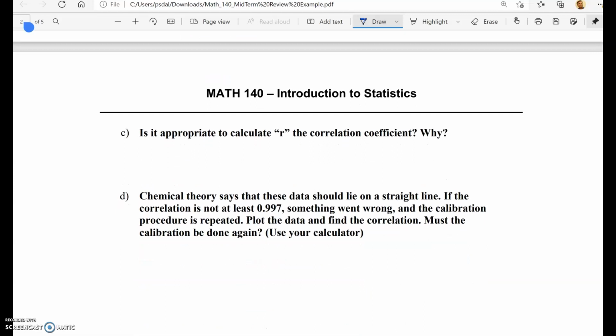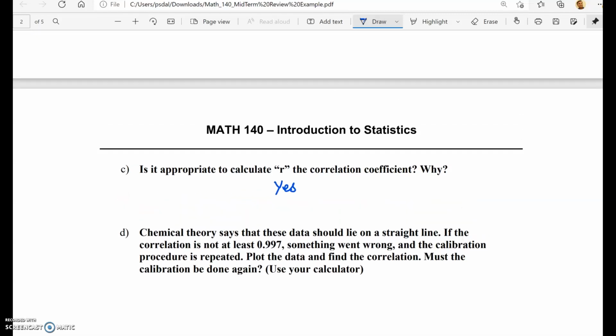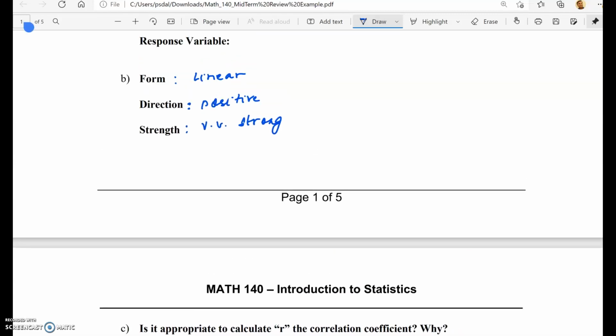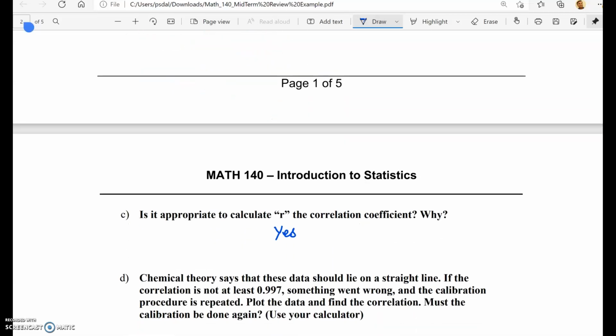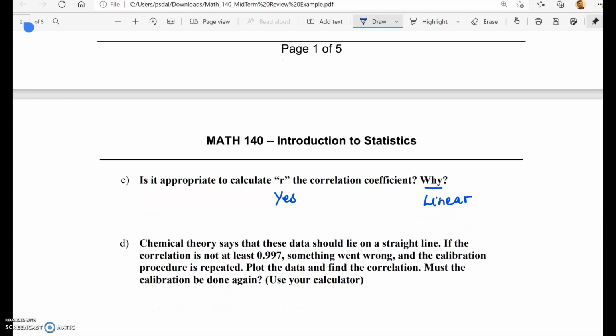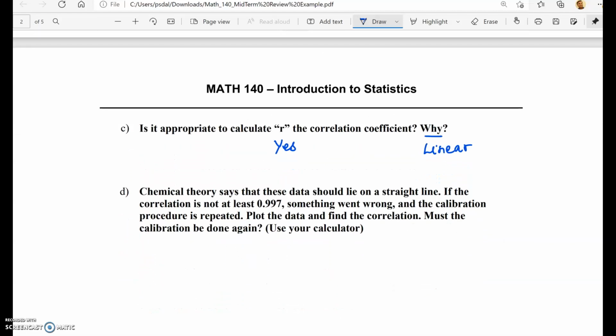Is it appropriate to calculate R, which is the correlation coefficient, and why? And the answer is yes, it is appropriate to calculate the correlation coefficient. Why is it appropriate? Because the form is linear. If the form were not linear, then it would not have been appropriate to calculate R.